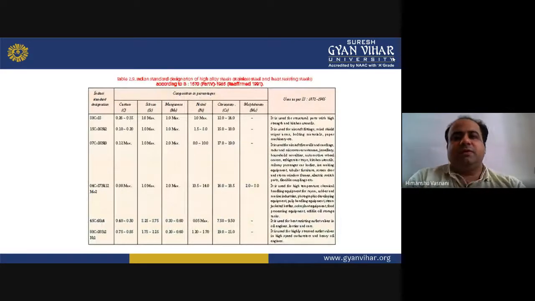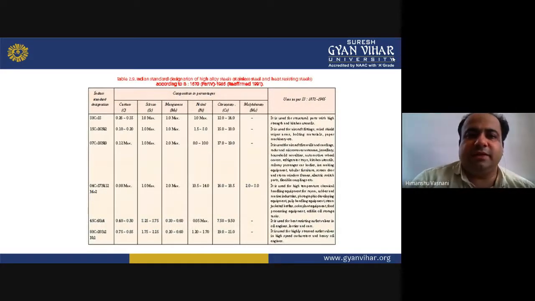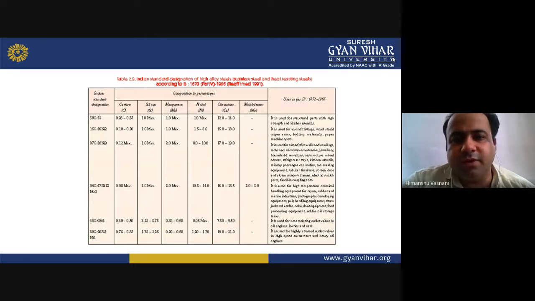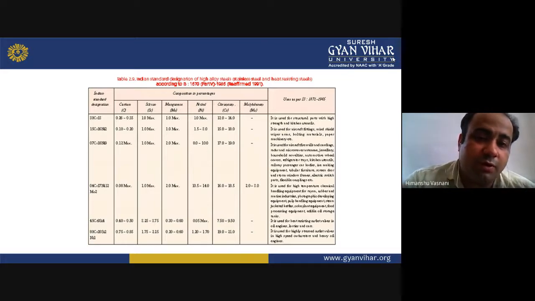Now this is a table which has the Indian standard designation of high alloy steels. In the first one we're seeing 30 Cr30. It has carbon of around 0.26 to 0.35, and you can see all the composition percentages of the various elements. The last column shows the applications. Silicon in the first one is 1.0 maximum, manganese is 1.0, nickel also 1.0, and chromium is around 12.0 to 14.0.